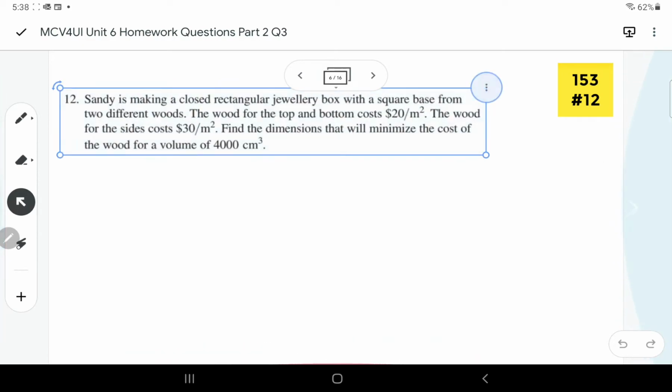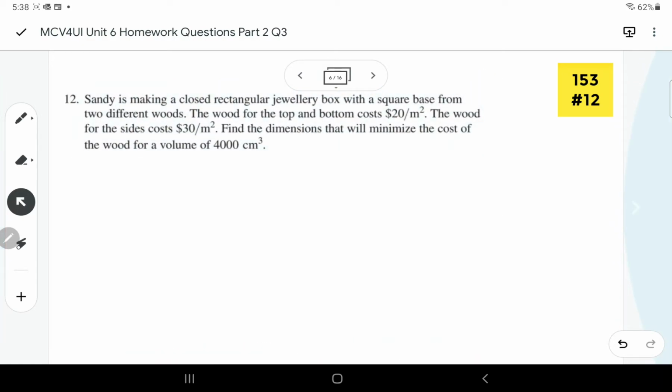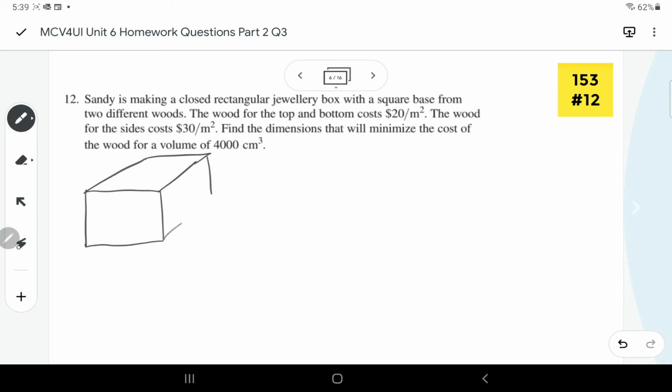And the next one, Sandy's making a closed rectangular jewelry box with a square base from 2 different woods. The wood for the top and bottom costs $20 per meter squared, and the wood for the sides costs $30 per meter squared. So we're going to have some kind of measurement here. And it says that it's a square base, so I'm going to make the base x, and then an h for the height. So we want to minimize the cost.